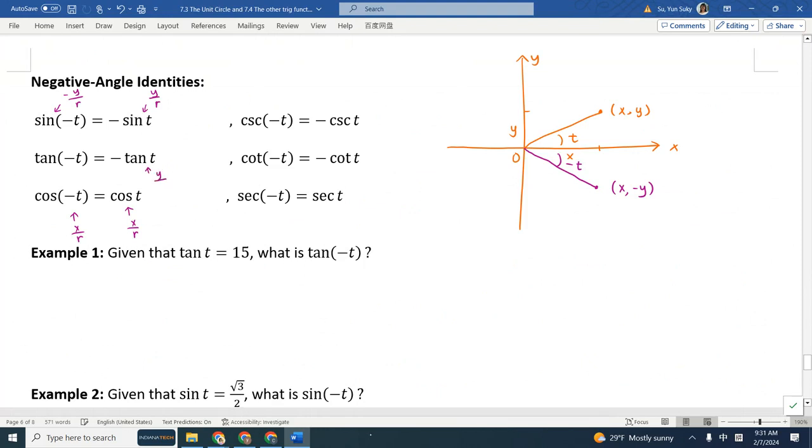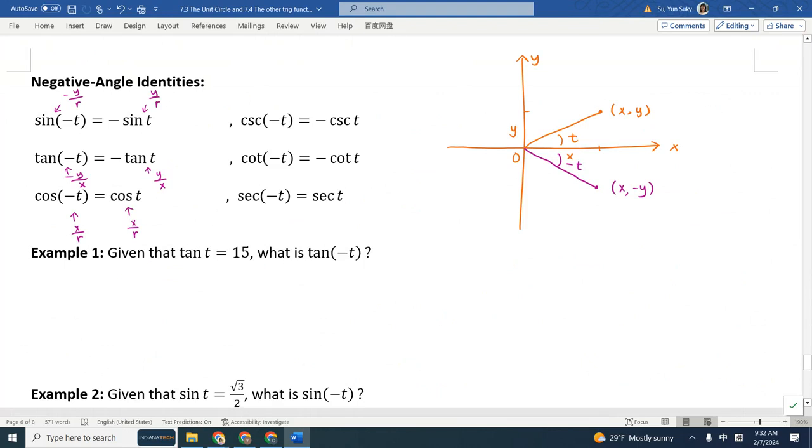Y over X. How about tangent negative T? Now my Y is negative Y. Yes, everybody? We get negative Y over X. Therefore, for tangent, you can put the negative in front. So tangent negative T is negative tangent T.